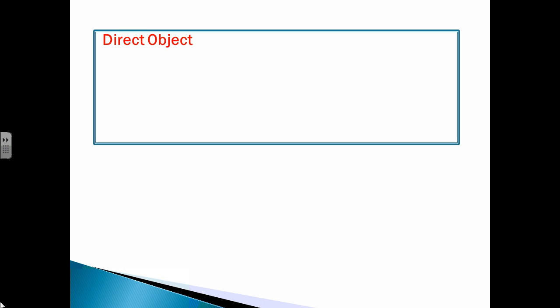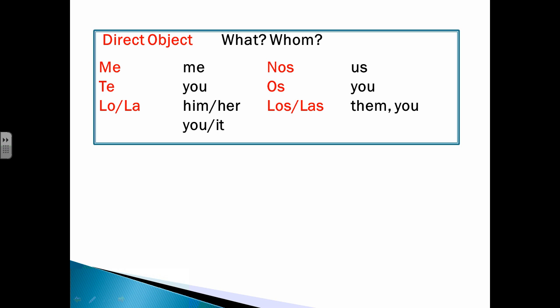Direct objects, what question do they answer? What or whom? So write that down on the line next to direct objects. When you read the subject and the verb, after that, the direct object is the what or the whom in the sentence. Direct object pronouns: me, te, lo, la, nos, os, los, las. So write down the direct object pronouns in English on your sheets. Again, you're going to want to pause this.